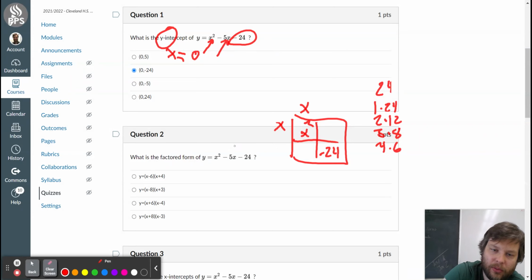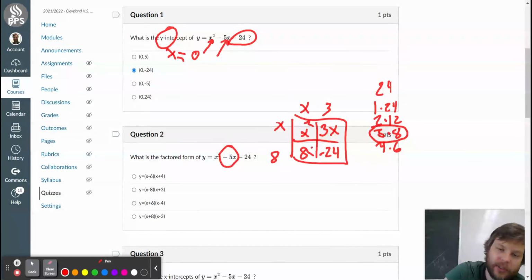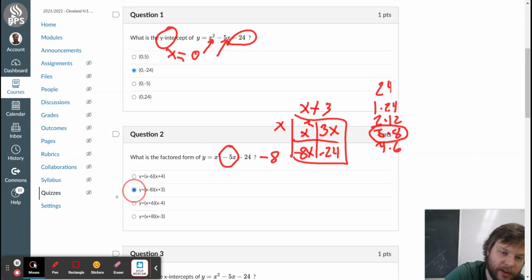The one that turns out to work here is because of the negative 5x. That makes me think I'm subtracting my factors. And 3 minus 8 is the only way that I can get a negative 5 by subtracting my factors. So I know it's got to be a 3 and an 8, leaving me with the 3x and an 8x. And I need that 8 to be negative so that my middle term, my negative 5x, is negative. So I know I need a negative 8 and a positive 3, leaving me with this correct factored form right here.